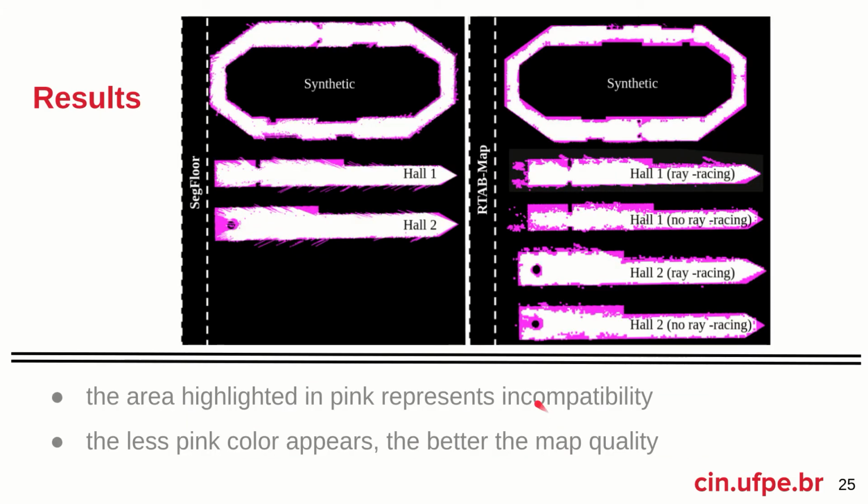For those scenes with ground truth, here are the results of the map overlay. The area highlighted in pink represents incompatibility between generated and ground truth maps. Therefore, the less pink color appears, the better the map quality. Maps from SegFloor and RTAB-Map with the ray tracing option demonstrate a big intersection in most navigable areas. In Hall 1, the passage was noticed. In Hall 2, the obstacle was detected. In the synthetic environment, pilasters and other objects were also detected.